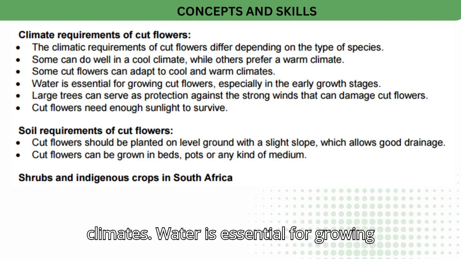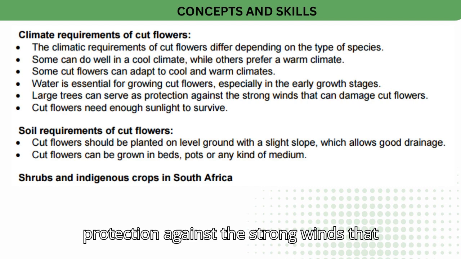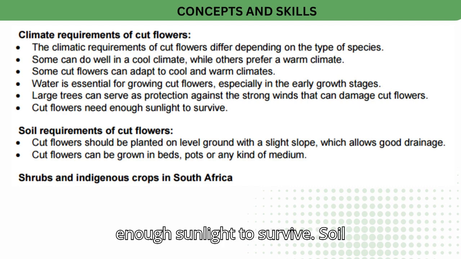Water is essential for growing cut flowers, especially in the early growth stages. Large trees can serve as protection against the strong winds that can damage cut flowers. Cut flowers need enough sunlight to survive.